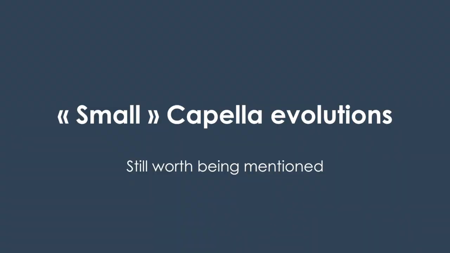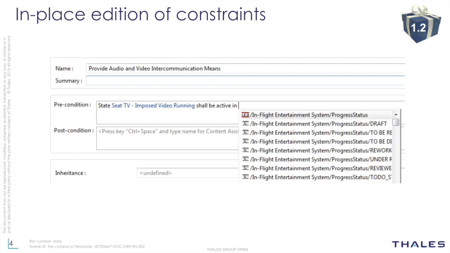So I'm going to start with the small Capella evolutions. They are small, but they are still worth being mentioned. The first one is something that we have backported in the 1.1.2 version, and it's the in-place edition of constraints. Previously, to edit text with references towards other elements, like the one you need in guards of transitions, in conditions of sequence diagrams, and so on, you had to open 2 or 3 dialog boxes and then input your expression. Now, on the first page of each editor, you can write your text, do control space, and have access to all the elements of the model and create references so that when the referenced element is renamed, your expression will be renamed as well.